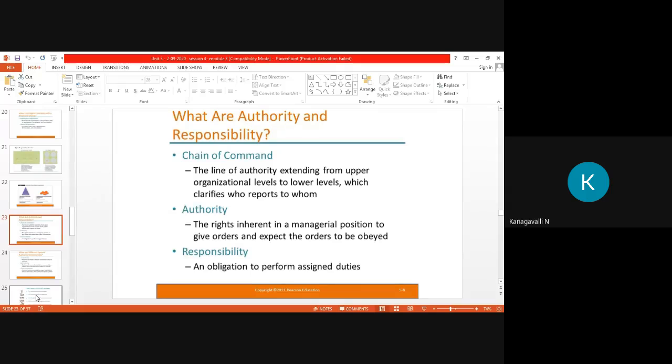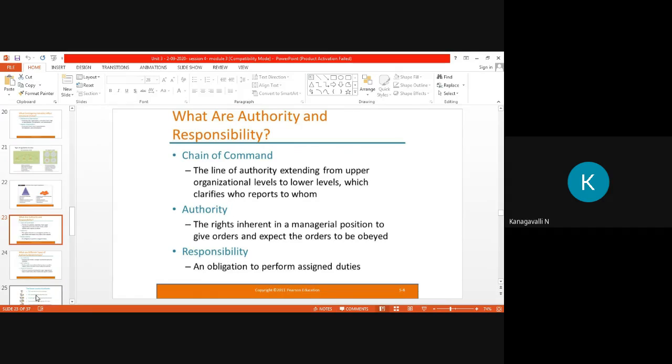Here is the chain of command, the line of authority extending from upper organizational levels to the lower levels, which clarifies who reports to whom. So the clear words for this differentiation are authority and responsibility. Authority is the power or right to give orders, make decisions and enforce obedience.